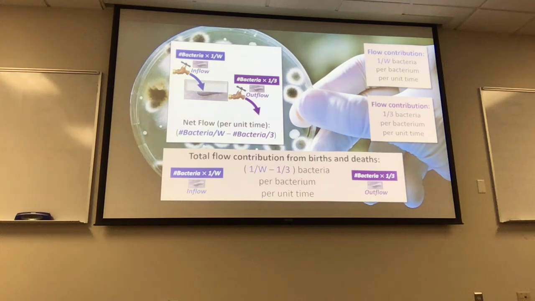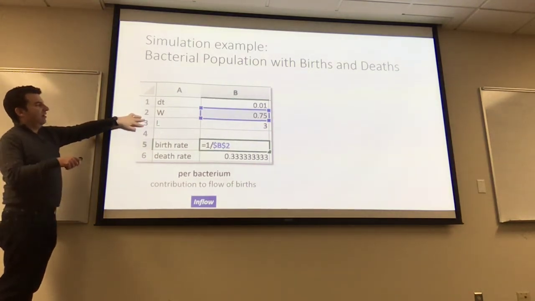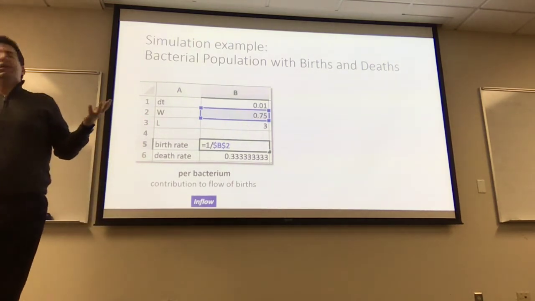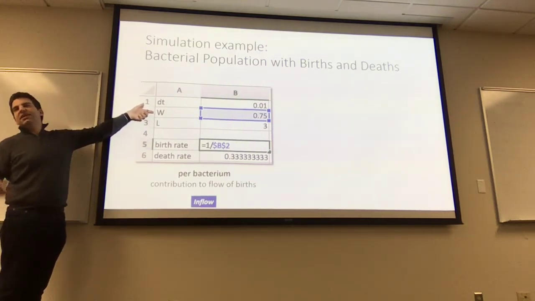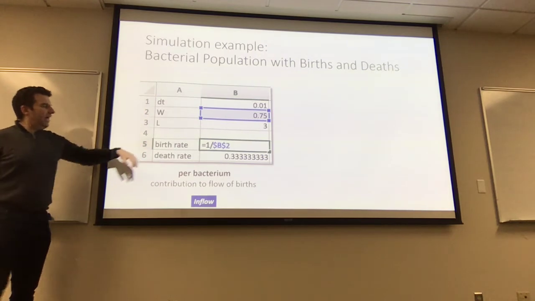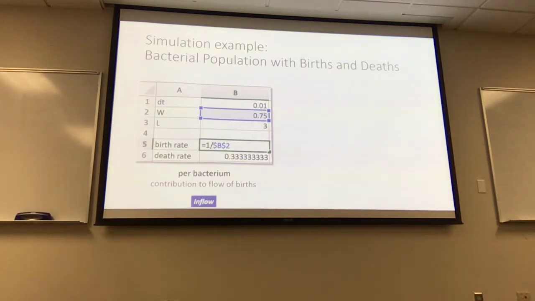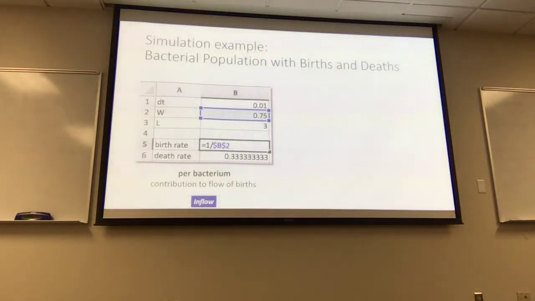So that's our cartoon example, but I'm now going to show you on the spreadsheet what that looks like. Here's what we had last time, but I've added an L up here, where L is my length of lifetime. Before we had a DT, and we had W, where W is the waiting time until you produce a new bacteria. Now I've got L, which is the waiting time until the lifetime ends. And to get us into this rate mindset, it turns out that for system dynamics modeling, it's much easier to talk in terms of rates.